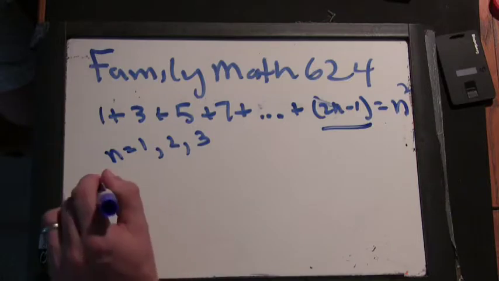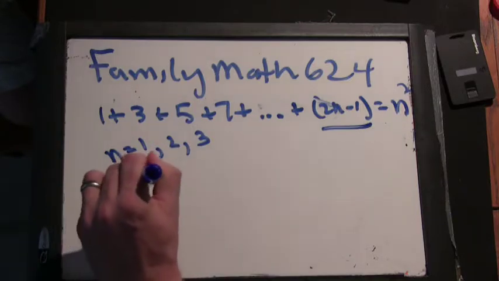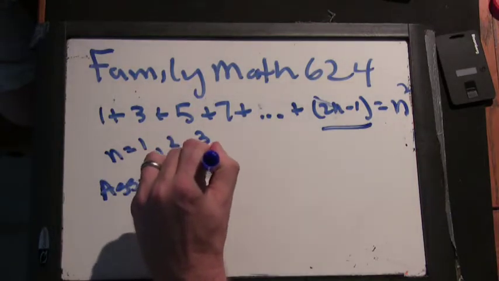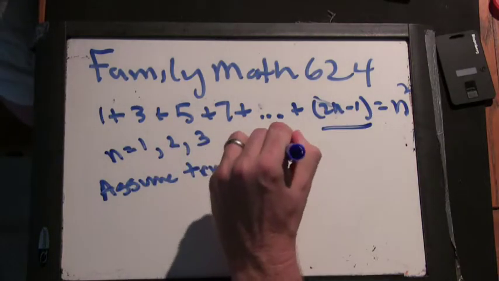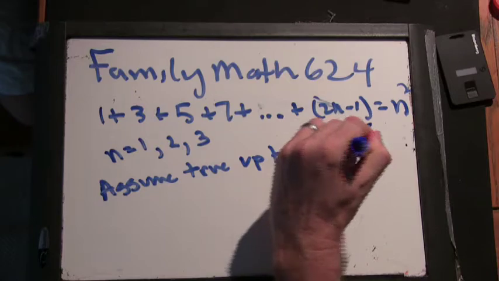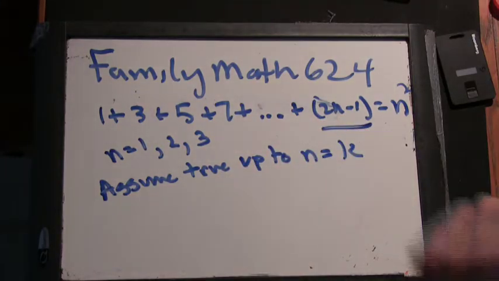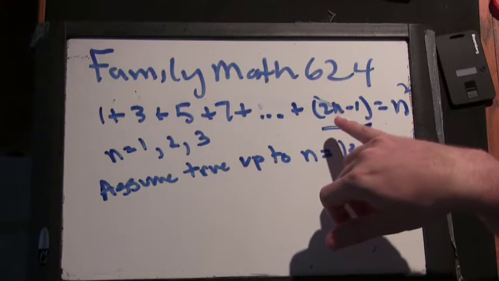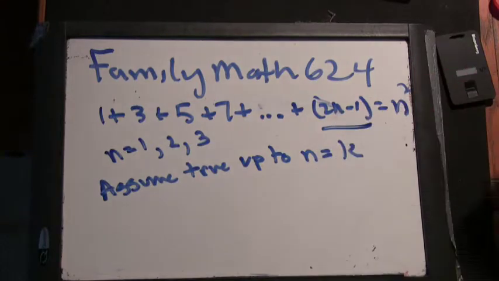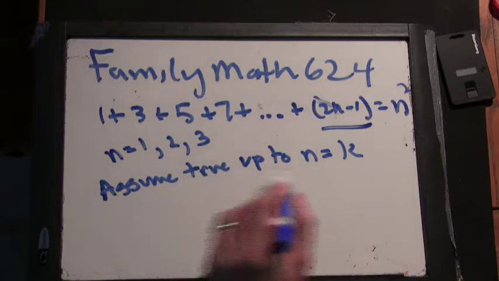Now the second step is assume it's true. You can say up to n equals some number k. Okay. So we're going to assume this is true up to k, and then we want to show it has to be true then for k plus 1. And then we can cycle, and it's true for all numbers that are above k.